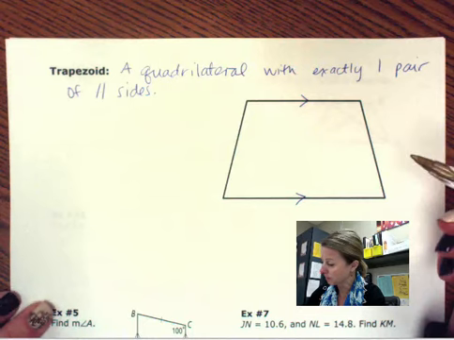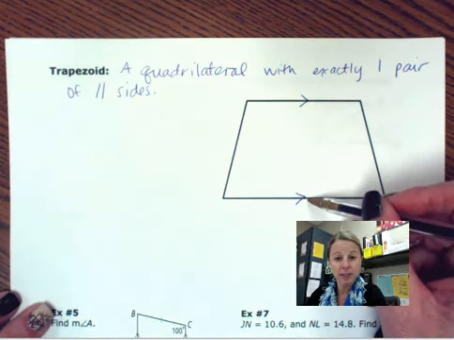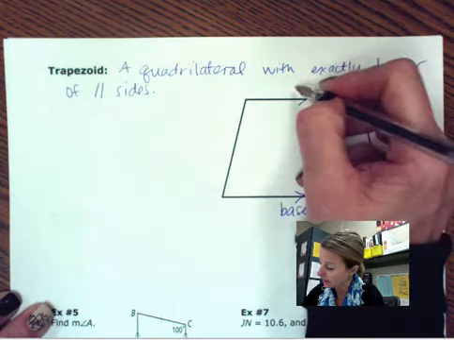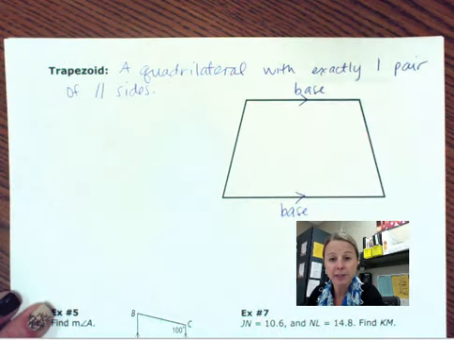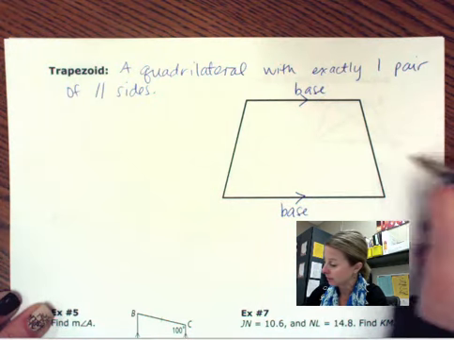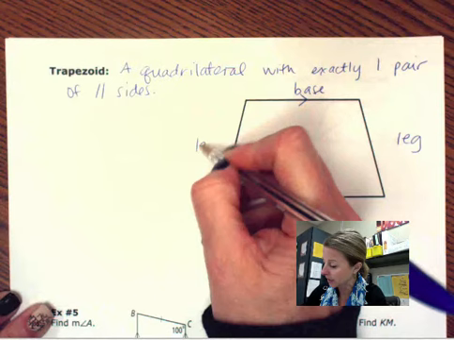So there are some other terms that go with trapezoids. The parallel sides are called the bases. So I'm going to write the word base next to each parallel side. The sides that are not parallel are called legs. So leg on either side.